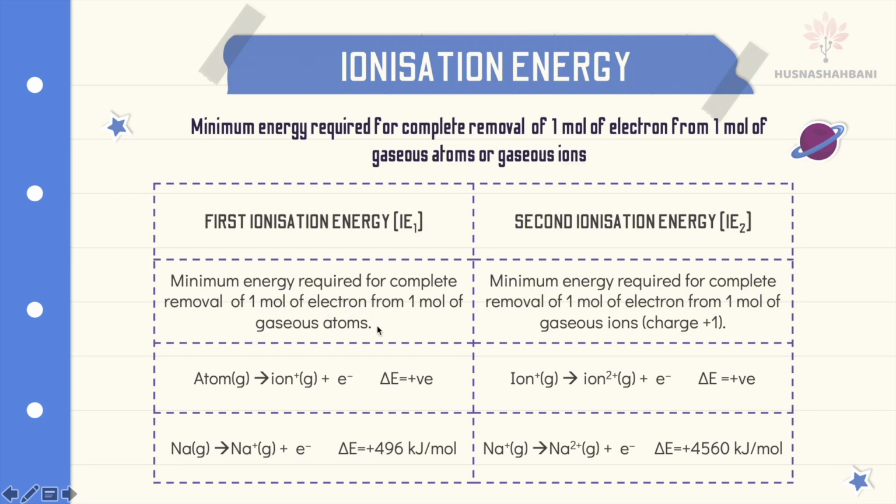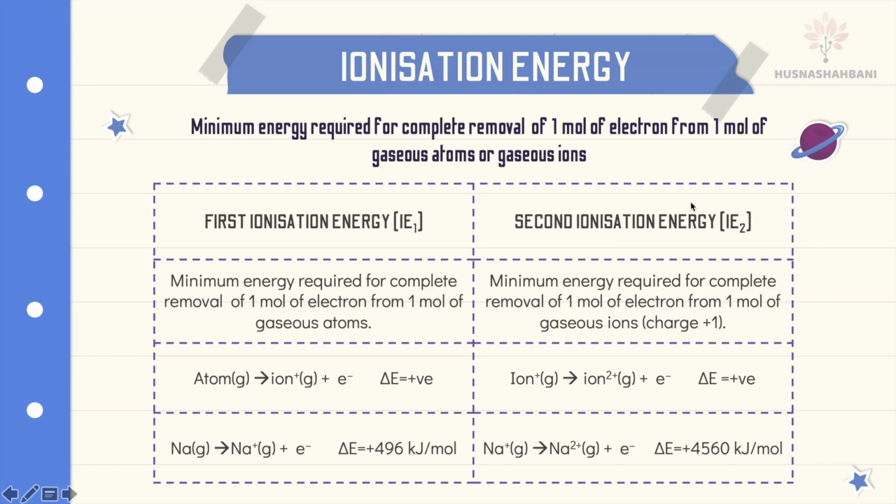mole of gaseous atoms. Because this is the first time you remove the electron from an atom, that's why it's from one mole of gaseous atoms. Energy required, so the delta E must be positive. If energy released, delta E negative. Example, sodium gas atom, remove one mole of electrons to produce sodium ion in gaseous state, and the delta E value is positive.